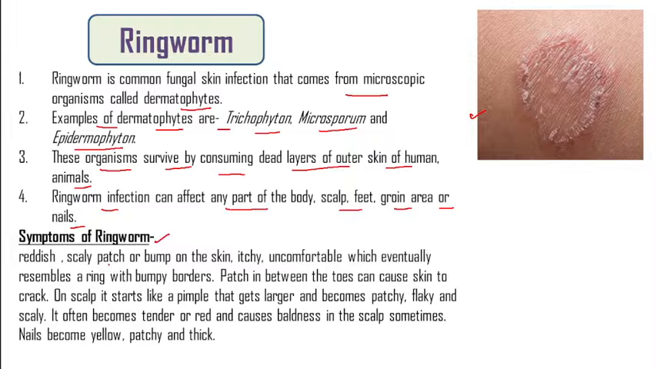Symptoms of ringworm: a reddish, scaly patch or bump on the skin, itchy and uncomfortable, which eventually resembles a ring with bumpy borders. A patch in between the toes can cause skin to crack. On the scalp, it starts like a pimple that gets larger and becomes patchy, flaky, and scaly. It often becomes tender or red and causes baldness in the scalp. Sometimes nails become yellow, patchy, and thick.